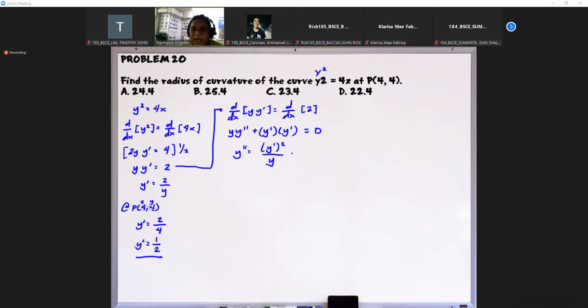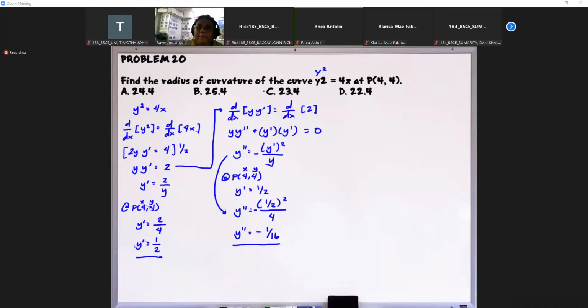At the given point P(4, 4), we solved earlier that y prime is equal to 1/2. This is the x, and this is the y. Solving for y prime prime from this equation, y prime is 1/2, that quantity squared, divided by y, which is 4. Sorry, this should be negative, since the sign is positive here. So this will be negative 1 over 16. So we have the value of y prime prime.